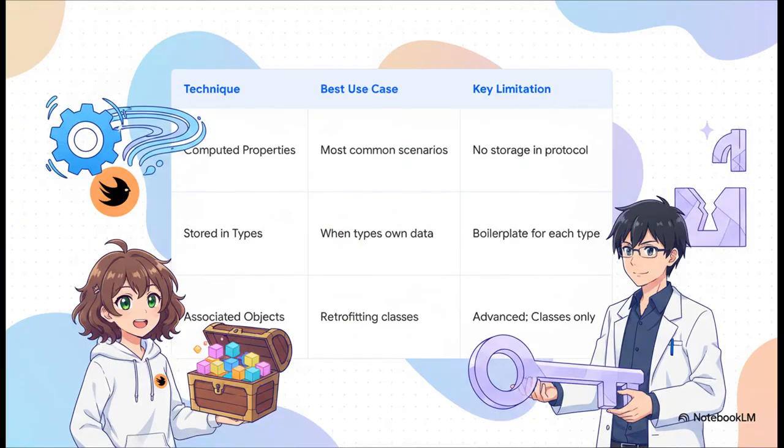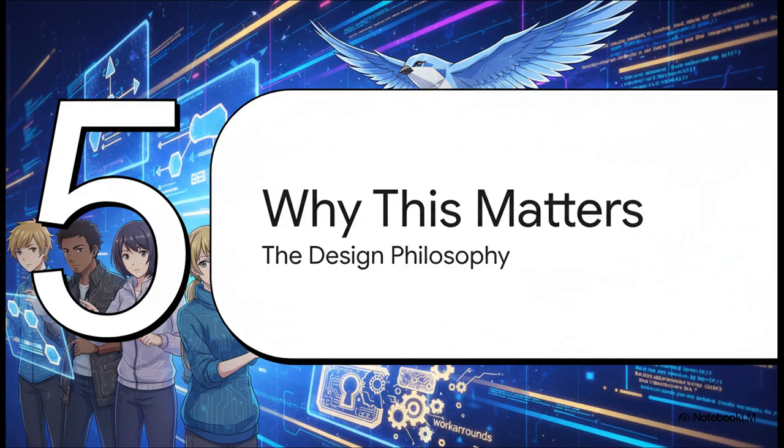So let's do a quick recap with this handy little cheat sheet. For like 99% of your use cases, you're just going to use computed property requirements or have the types store the data itself. That's clean, it's safe, it's pure Swift. Associated objects, that's your power tool. It's the specialized wrench you pull out when you need to modify existing classes that you don't actually own. Okay, so we've seen the rule and we've seen the workarounds, but why?